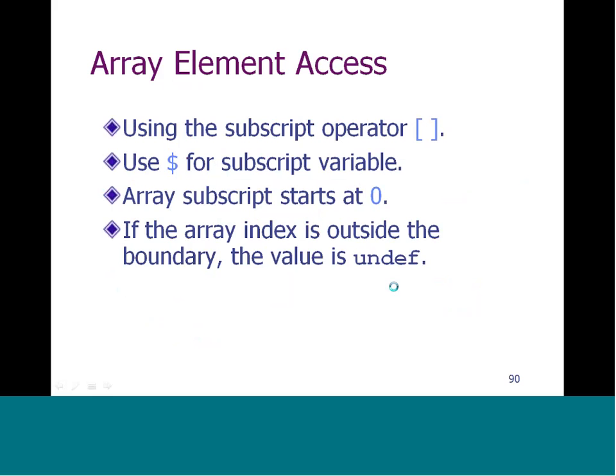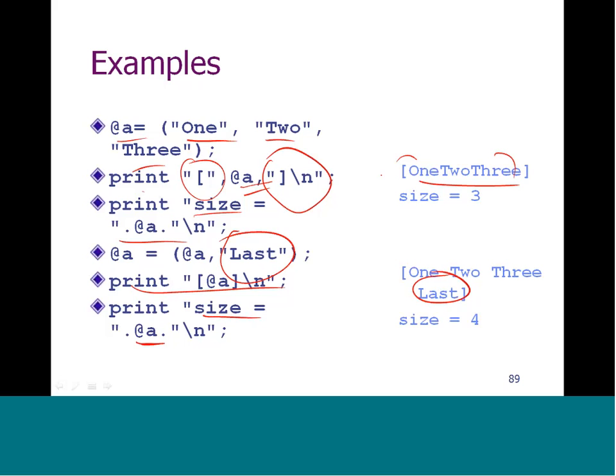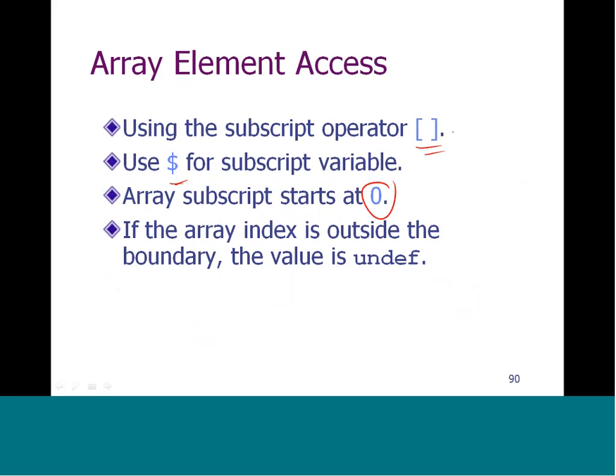Now, for element array access, we figured out that we can use the subscript operator, which is a square bracket, and then use the dollar for the subscript variable. The array subscripts typically start at 0. We already saw in this slide that when we ask for size, it is 3, but essentially it's denoted as 1, 2, and 3, so it's $#array plus 1. And if an array index is outside the boundary, the value is undef again. So this is one of the key concepts of why we wanted to understand what undef stands for in the very beginning.